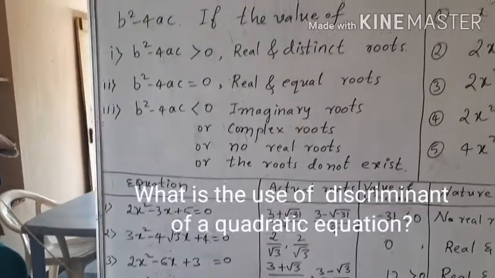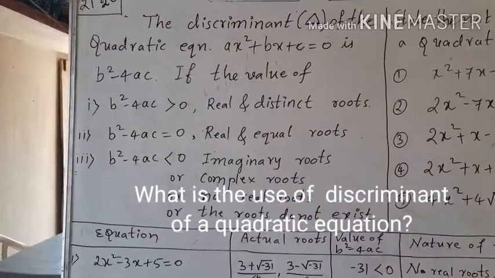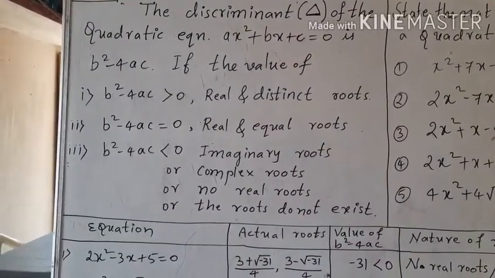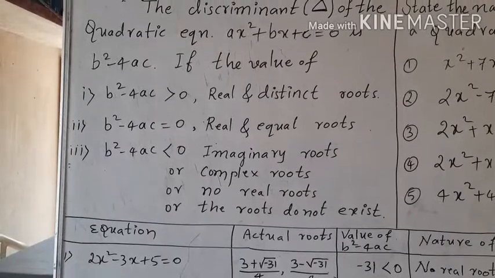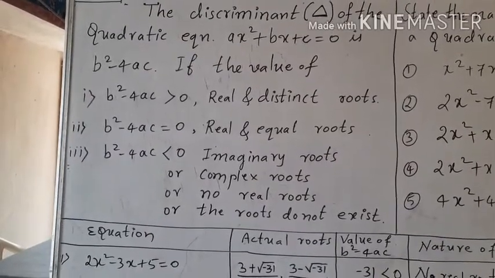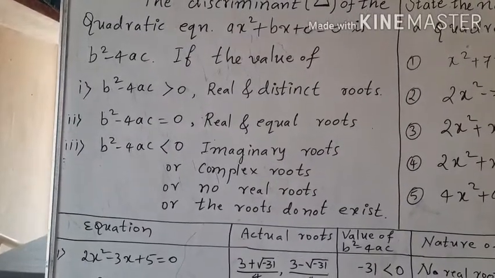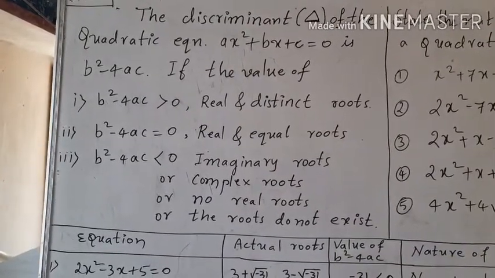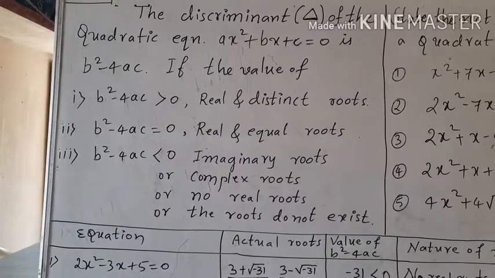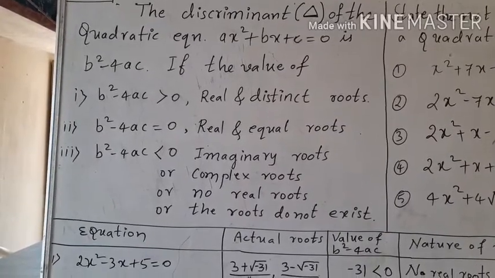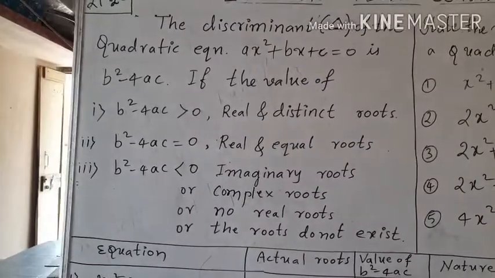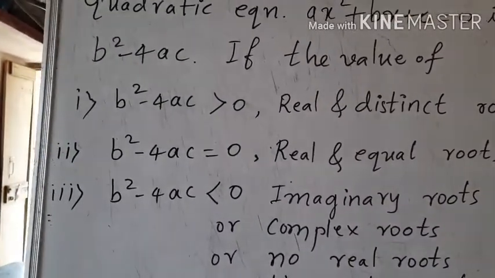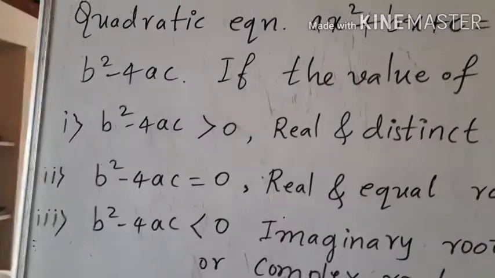But the discriminant of a quadratic equation helps us to state the nature of the roots without actually calculating the roots. Let us see how this discriminant helps us to find the nature of the roots without actually calculating them. See, b square minus 4ac is called the discriminant of the quadratic equation.